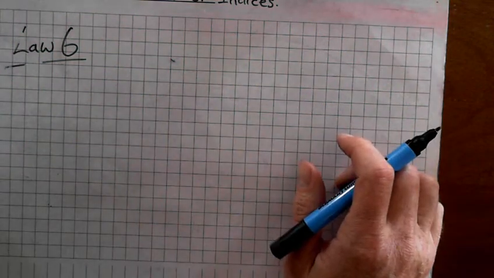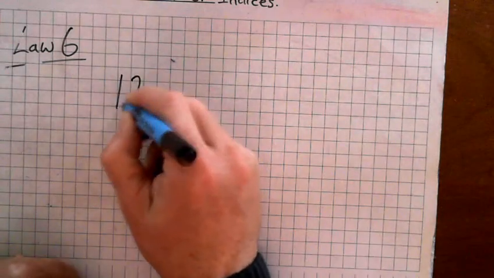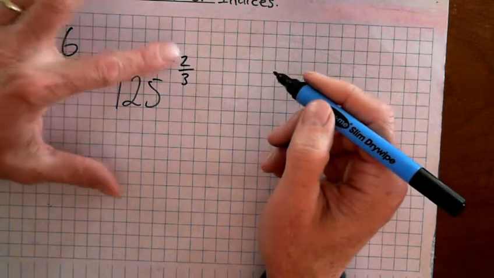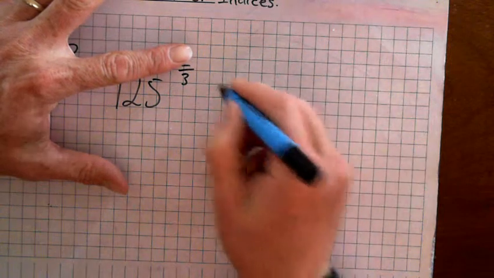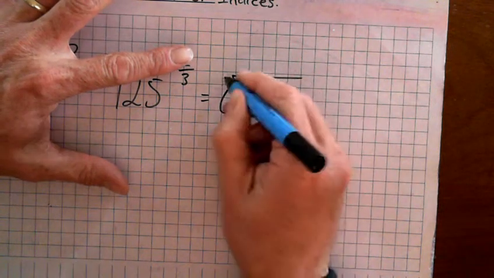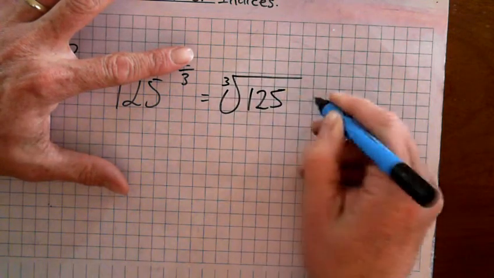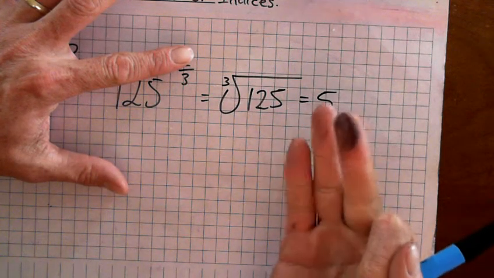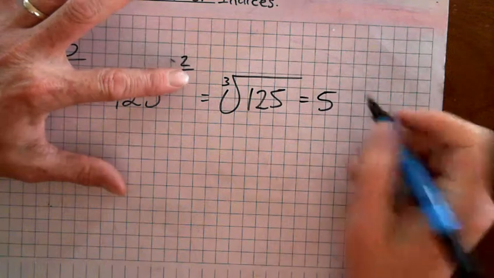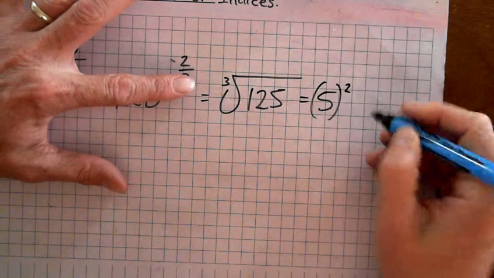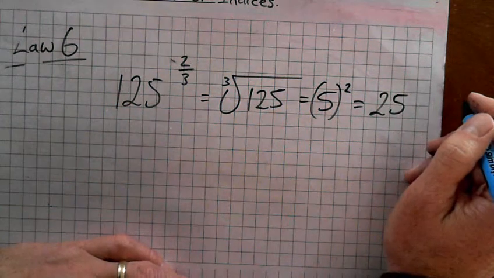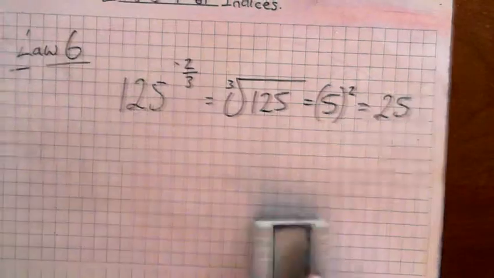Right, another one. 125 to the power of 2 over 3. First of all, again, pretend that that's a third. So get the third root of 125. It's 5, because 5 by 5 is 25 times 5 is 125. And now square it. 25. Okay, that's law number 6.